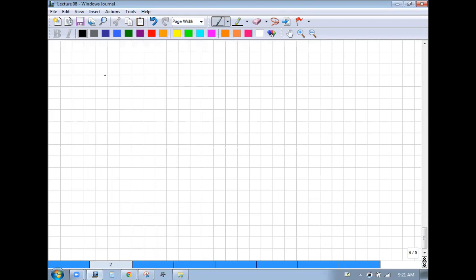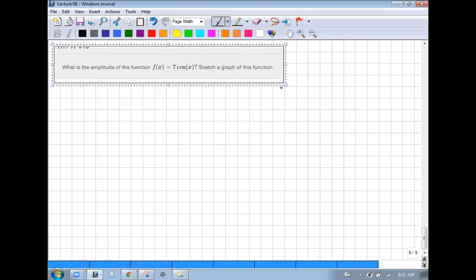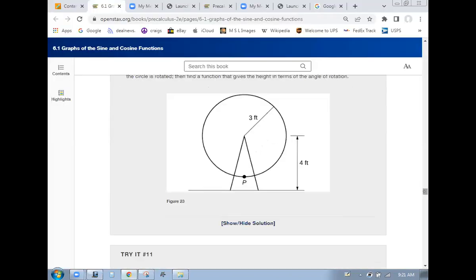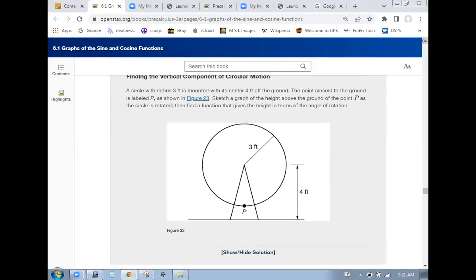This one here is simple. There's 7 cosine. What's the amplitude? 7. Right? The amplitude of cosine is 1. You multiply everything by 7. No problem. This one gets difficult right here, though.